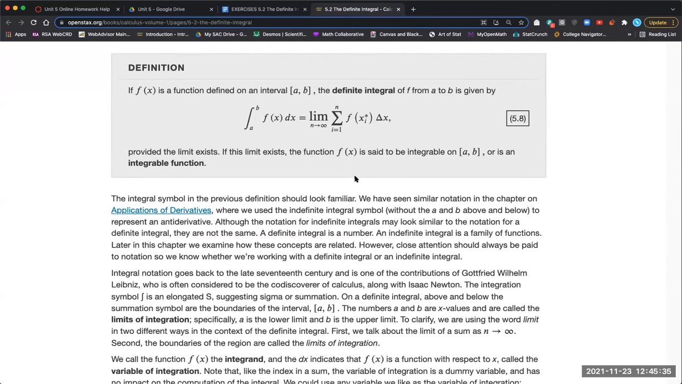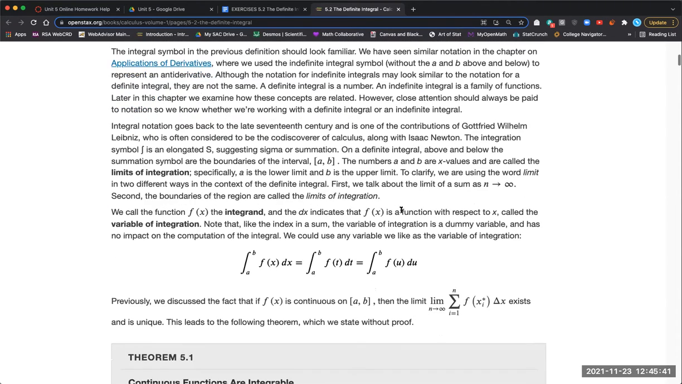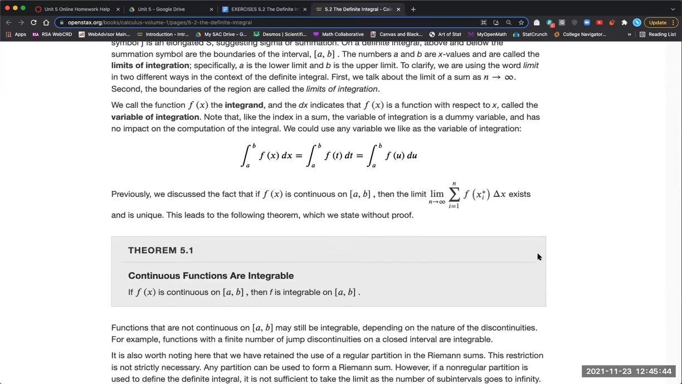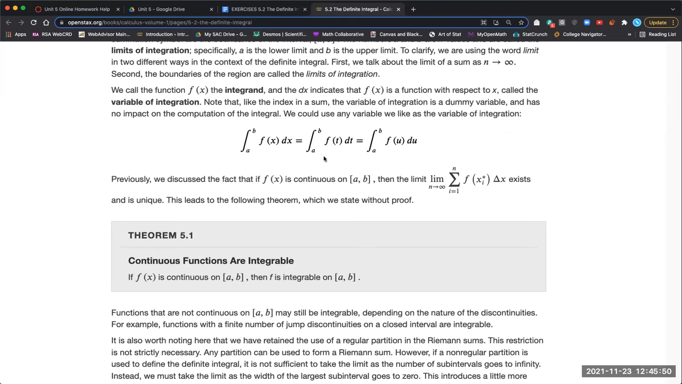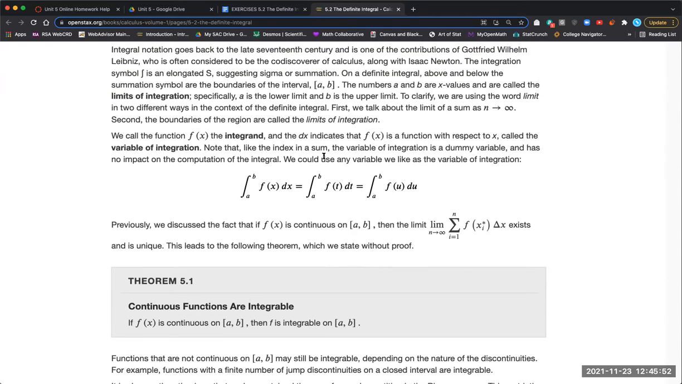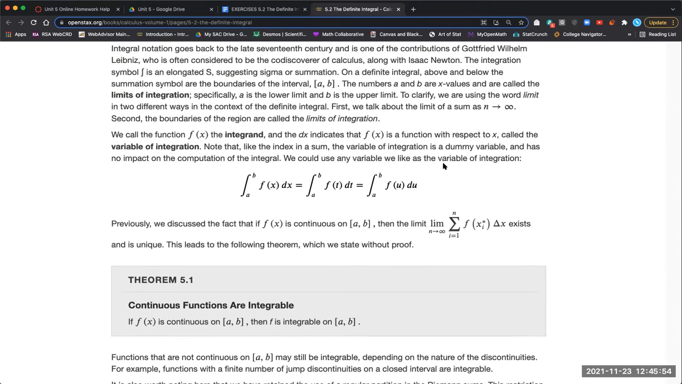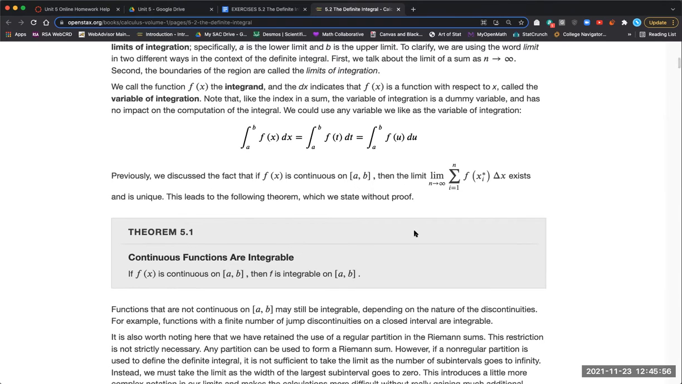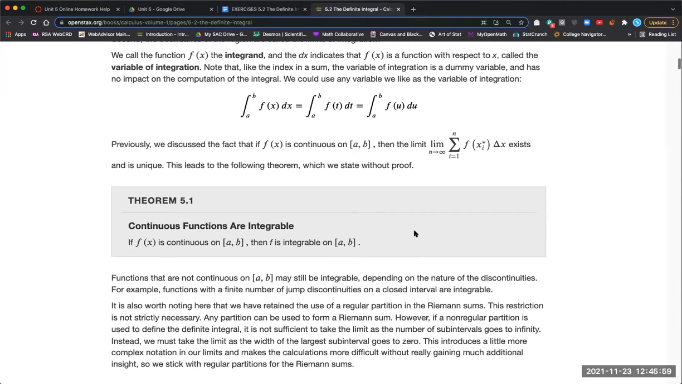The function is integrable if this limit exists. That's what we'll be using, and it becomes an important piece of this last unit of our course. Being able to understand, one, the notation, that it represents the area underneath the curve, and then we start to learn what the area represents. Why would we care about finding the area underneath the curve?